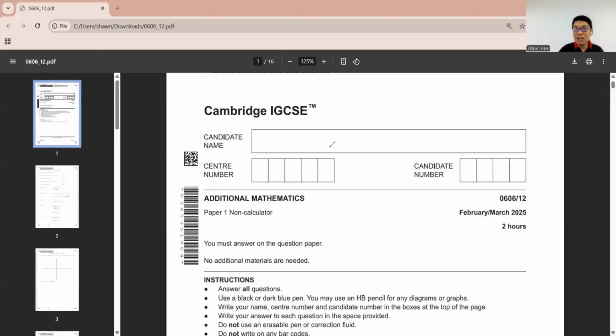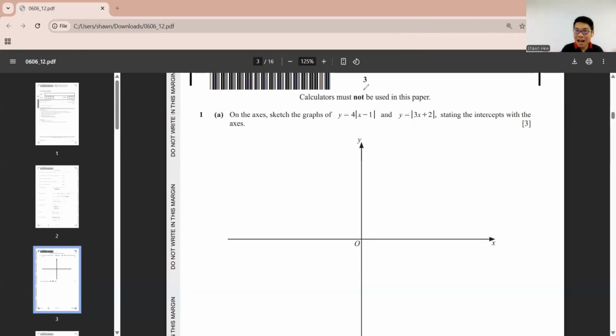Hello, ladies and gentlemen. Today we'll go through 2025, the first paper in IG, that is the non-calculator paper. First question, non-calculator, but do as usual. They ask you to draw the modulus graph. We draw the modulus graph as usual. We draw this x minus 1 graph first.